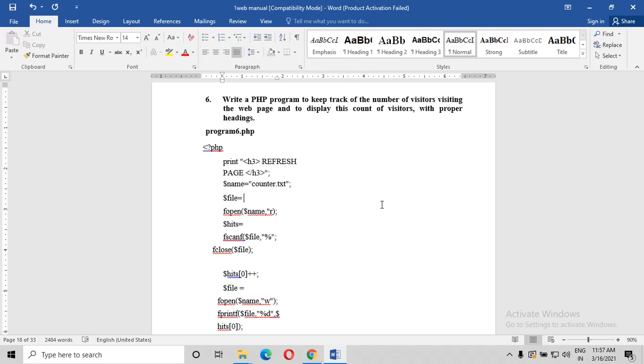What is PHP? The full form is Hypertext Preprocessor, right? PHP, Hypertext Preprocessor, is a most popular open source scripting language, and it is a server side programming language. JavaScript is client side. PHP is server side. Client side and server side scripting.